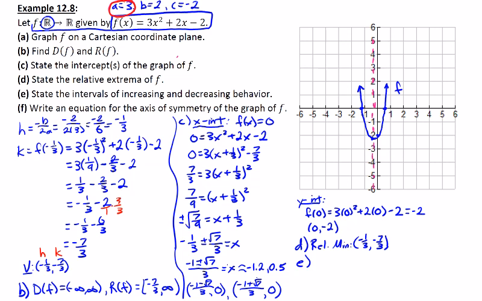Part E, state the intervals of increasing, decreasing. We have an increasing interval starting at the axis of symmetry, going to the right. So that would be -1/3 to infinity. And we are decreasing to the left of the axis of symmetry. So that would be -infinity to -1/3. And then finally, on part F, the equation for the axis of symmetry is going to be x equals -1/3. And that completes the analysis of this function.